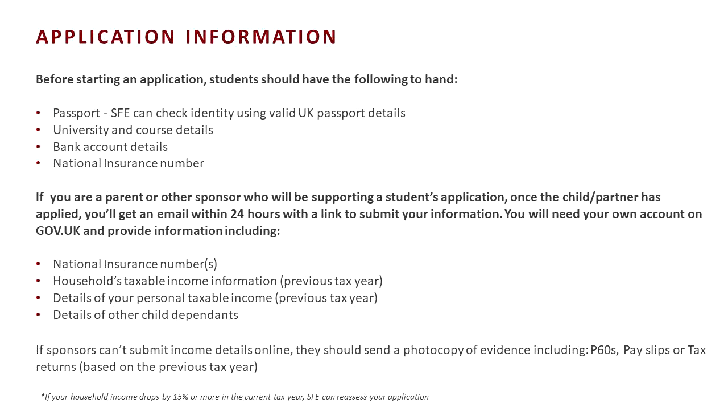So when you start your application online, within 24 hours, you'll have set up your parent, the people that you live with, on there. So they will need their national insurance number, details of the household's taxable income information based on the previous year, details of their personal taxable income based on the previous year, and details of any other child dependents.